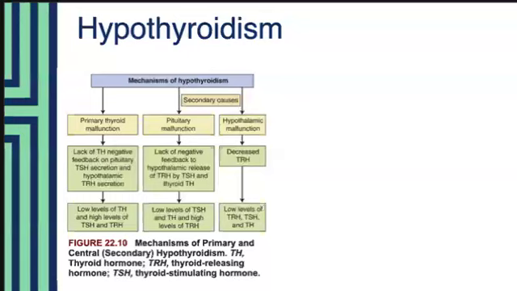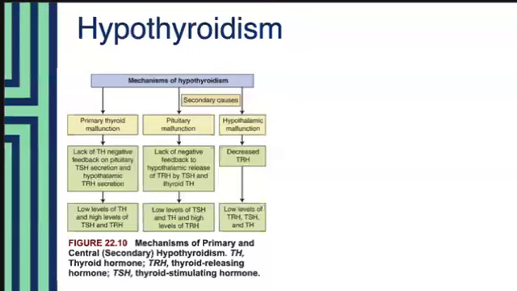Other causes include loss of thyroid tissue due to surgery or radioactive treatment for hyperthyroidism. Sometimes head and neck radiation and certain medications can attack, and even endemic iodine deficiency. Among the primary causes, iodine deficiency causes endemic goiter, though in the US this is rare due to the use of iodized table salt and fortified foods. So that is something to think about.